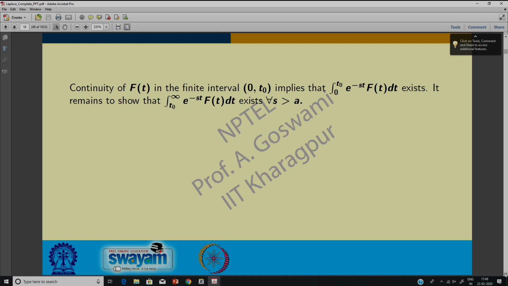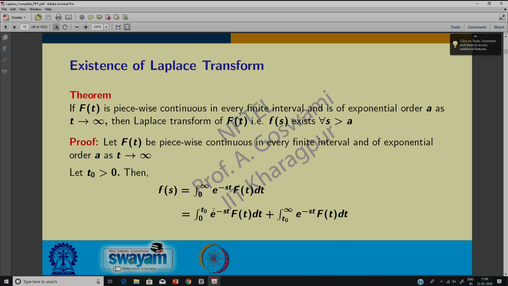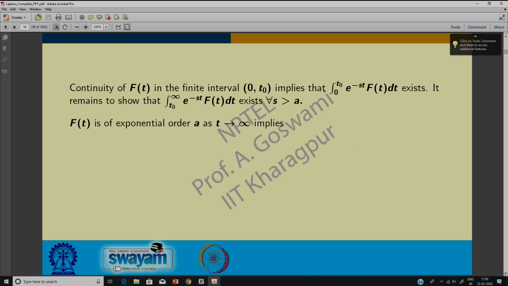Basically, what I have to show, if you see the last slide, is that f(s) is the integral from 0 to infinity, which we broke into two parts, 0 to t0 and t0 to infinity. Now, the function is piecewise continuous. So, if I assume that the function is continuous in the interval 0 to t0, this particular integral value will exist. The remaining part is we have to show the second integral: we have to show that the integral from t0 to infinity of e^(-st) f(t) dt exists.